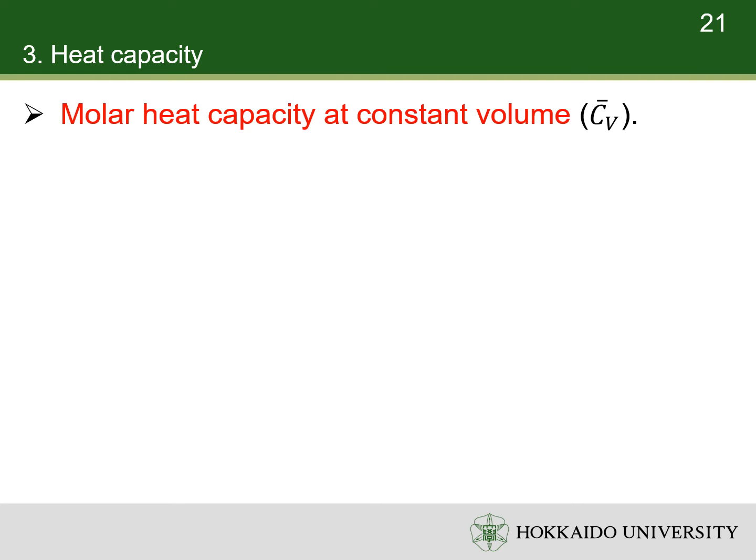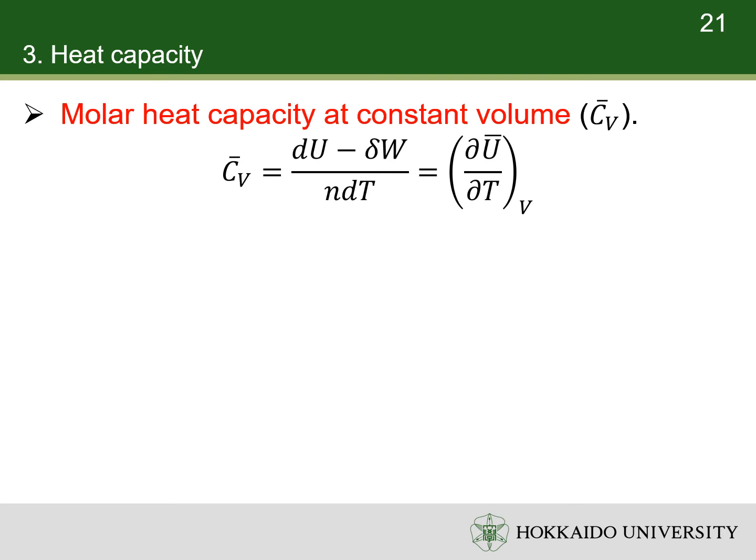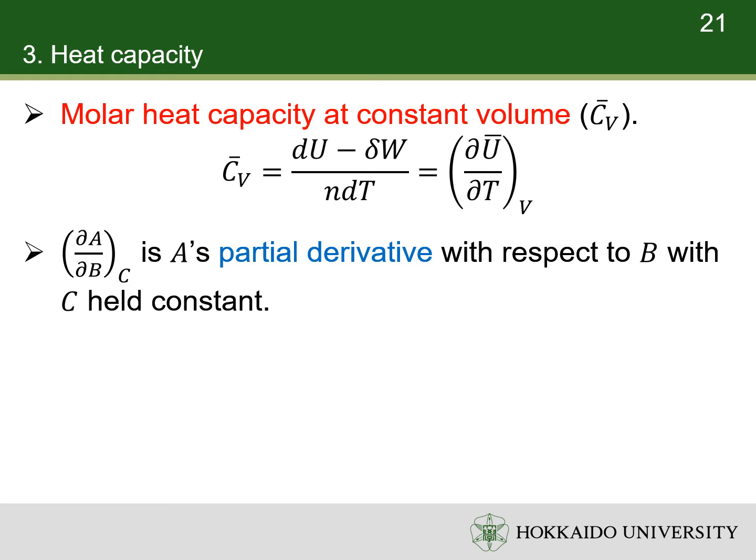Molar heat capacity at constant volume is one of the typical heat capacities. According to the first law of thermodynamics, heat is the change of internal energy minus work. When the volume is constant, the work is zero. So, the heat is equal to the change of internal energy. CV is the internal energy's partial derivative with respect to temperature with the volume held constant. Such notations of partial derivatives are frequently used in physical chemistry. So, you had better be familiar with them from now on.